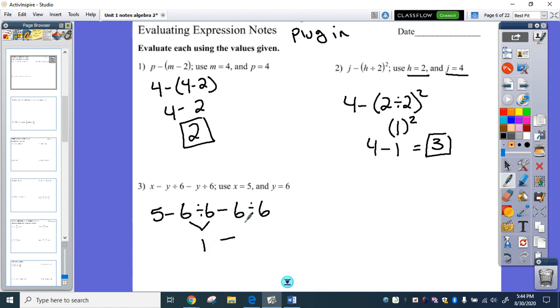Bring down your minus sign. 6 divided by 6, that's 1. So we have 5 minus 1 minus 1. Start from the left to the right. 5 minus 1 is 4. 4 minus 1 gives me a final answer of 3. 2 more problems to do.